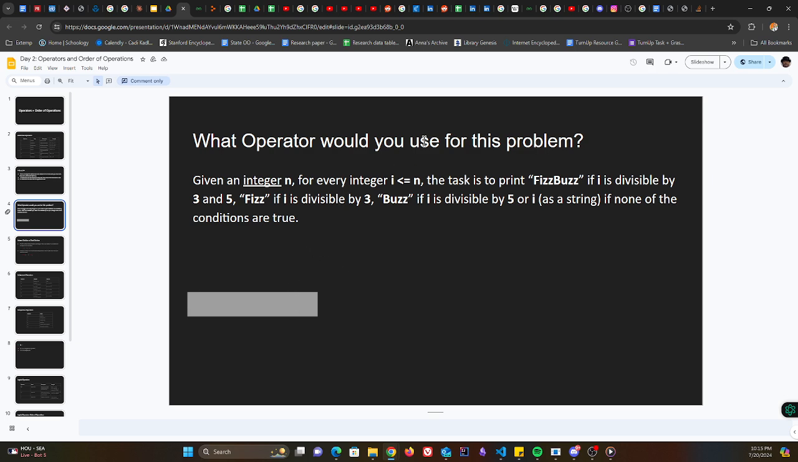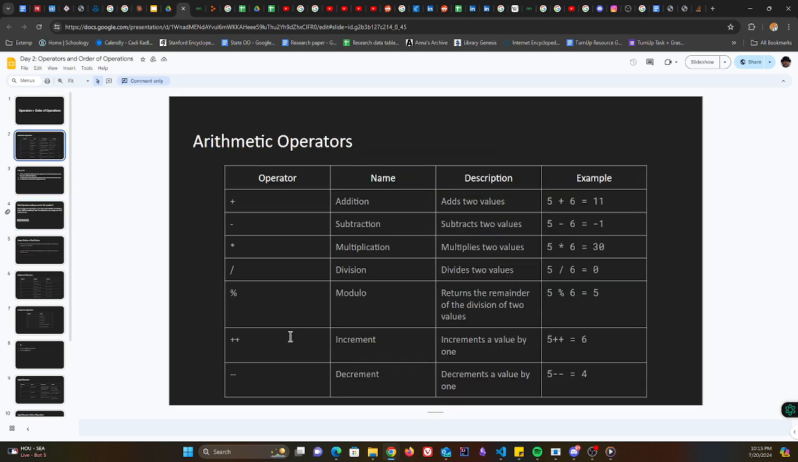And so, which operator would you use for this problem? Give me some time. It's modulo. It's the percent symbol because it returns the remainder.